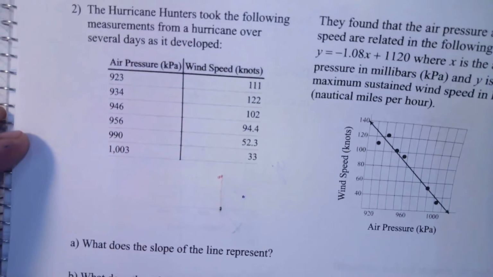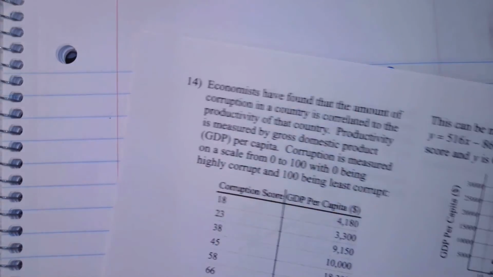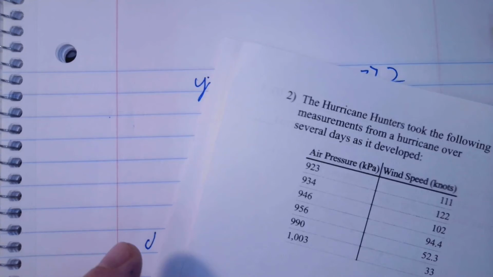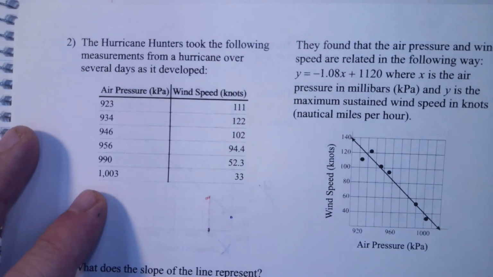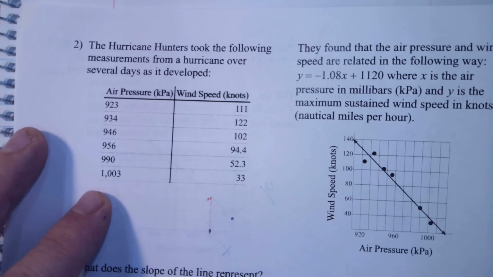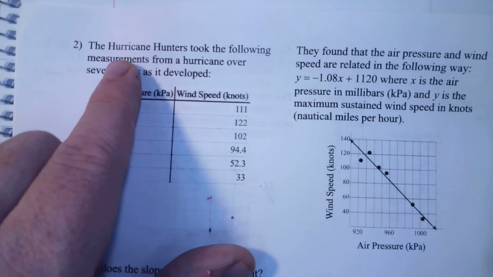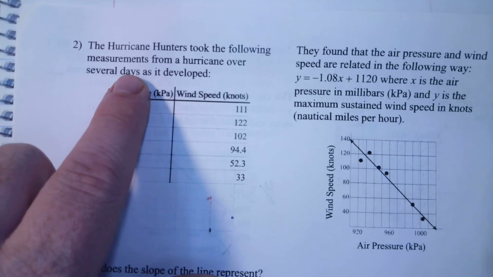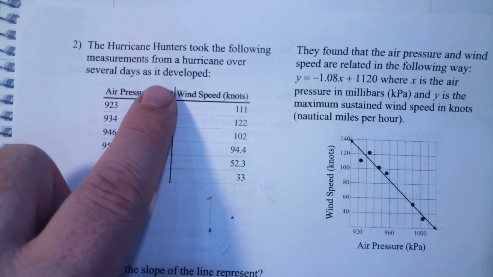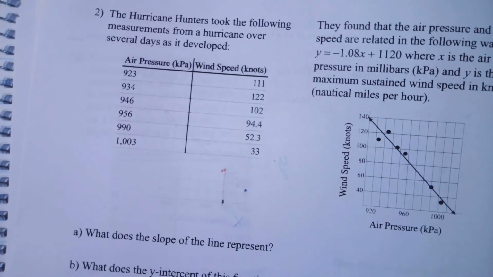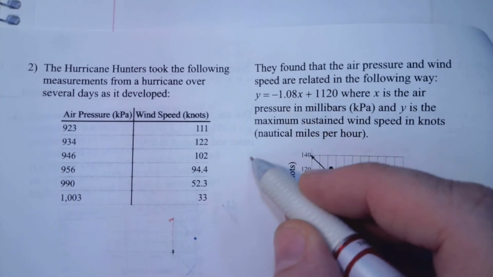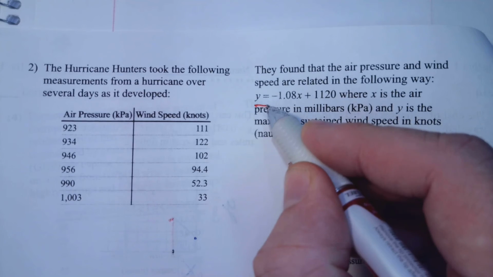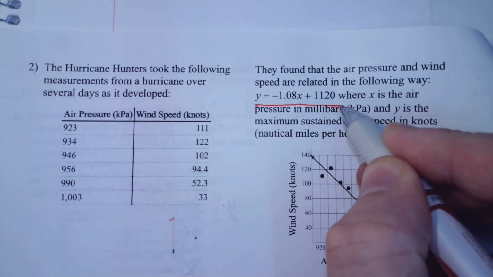Statistics works in science. It works in all kinds of different things. Economics. This was probably economics because we're dealing with cost and distance. This looks like a science thing. We're dealing with air pressure and wind speed. So it looks like the hurricane hunters took the following measurements from a hurricane over several days as it developed. So basically these people are studying a hurricane. Now they did all the math for you because I really wanted to give you this so we can interpret it. This is the formula we're going to use.